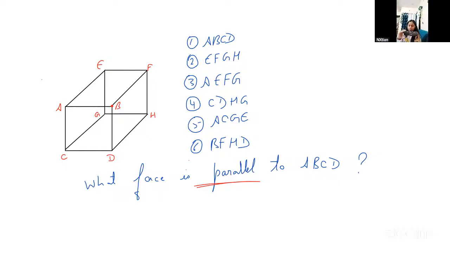Ma'am, EFGH. Yes, if this is ABCD, then EFGH is parallel to ABCD. If I ask what is parallel to the top one, AEFG, the bottom one, CDHG, is parallel. Understood the parallel concept? This side one is parallel to this one, the top one is parallel to the bottom one.